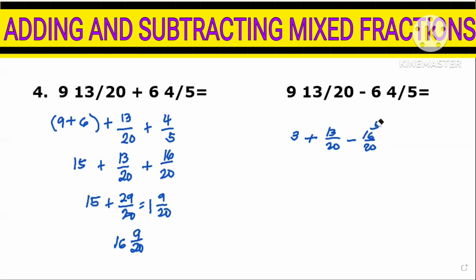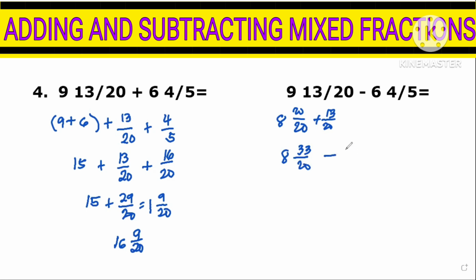So, let us erase this first, and I'll show you how to do it. So, first, we rewrite 9 as 8 and 20 over 20. Now, why 20 over 20? Because 20 is the denominator. So, that is equal to 8 and 20 over 20 plus 13 over 20. Then, we add 20 and 13, and it becomes 8 and 33 over 20.